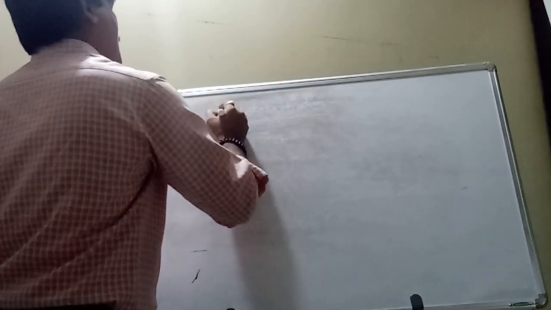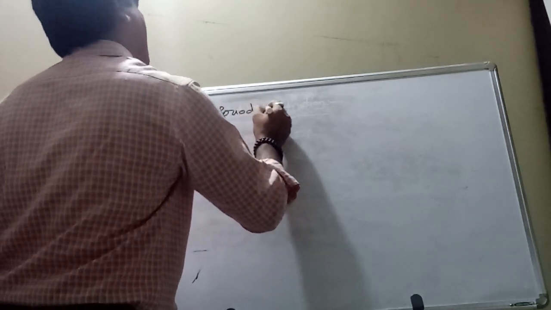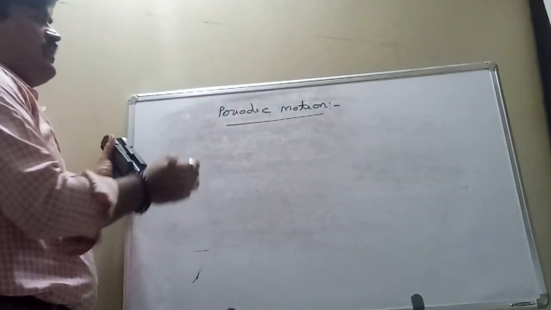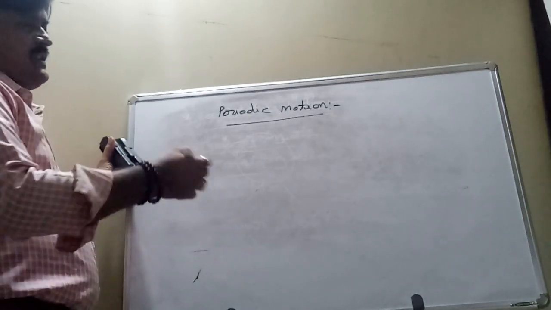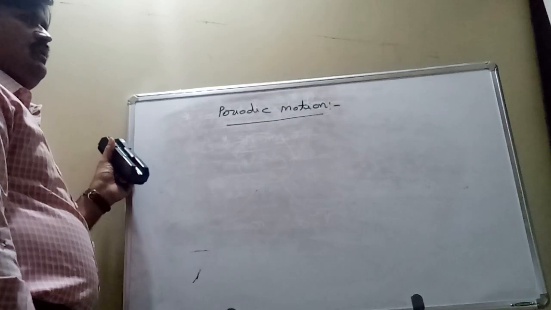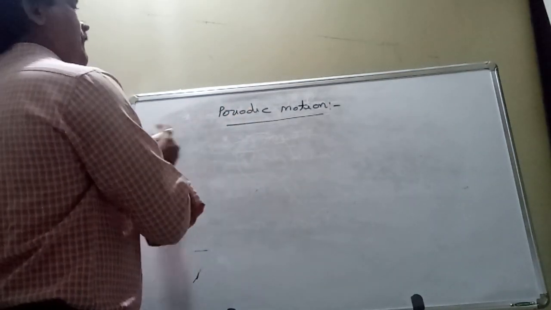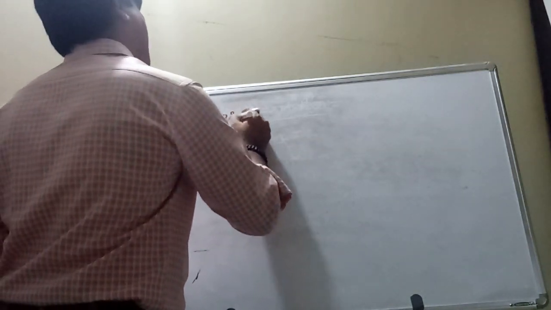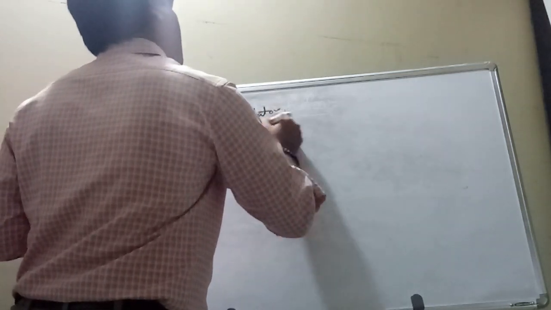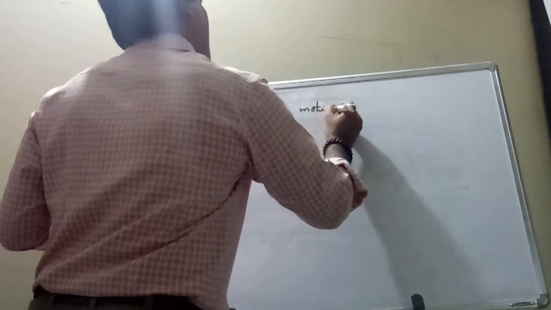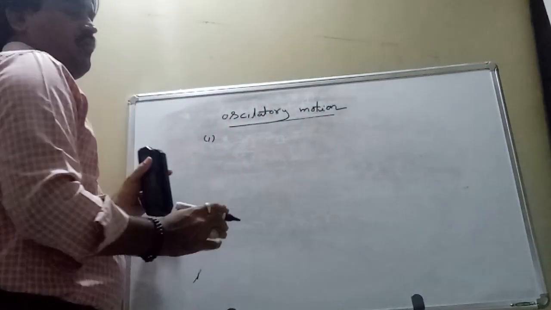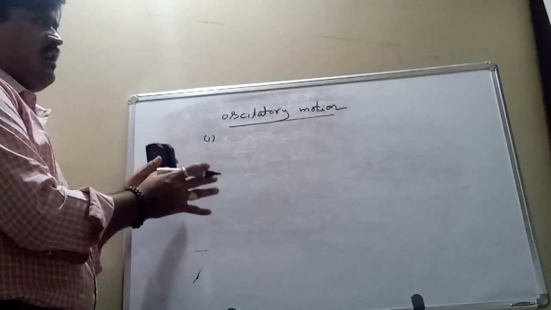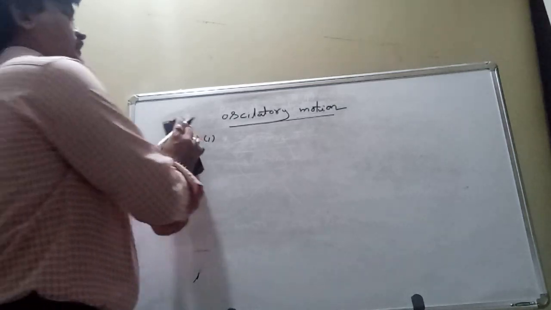Next, periodic motion. A motion of the body which repeats at equal intervals of time is called periodic motion. So earth around the sun, heartbeat, that is periodic motion. Pendulum clock is also periodic motion. Next, oscillatory motion. Oscillatory motion is the motion of the body to and fro, back and forth along the same path. Here, pendulum clock is oscillatory motion. Swing is also oscillatory motion.